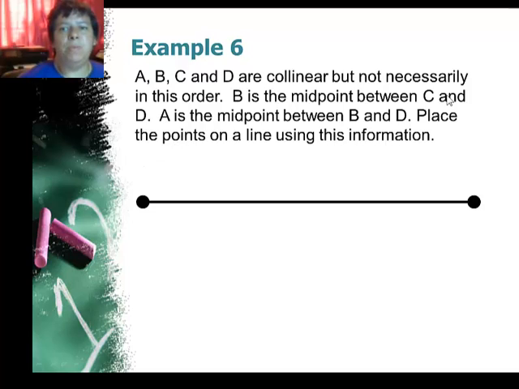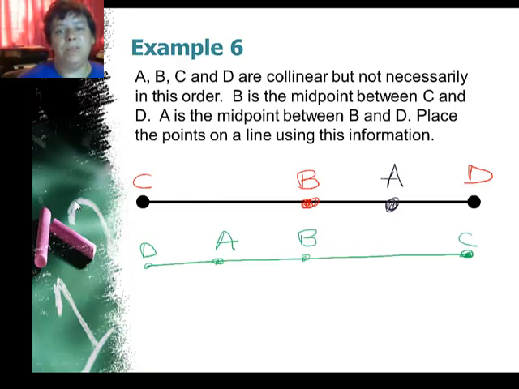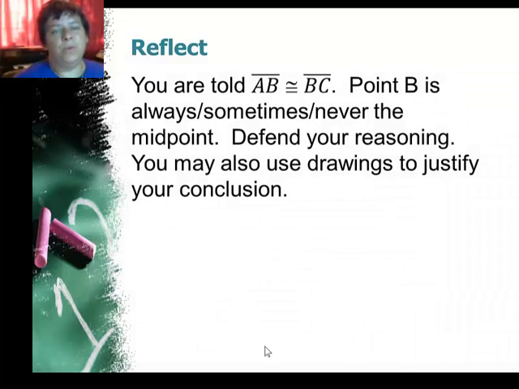So B is the midpoint between C and D. And I know A is in the middle somewhere. So my endpoints at the very end are going to be C and D. And I know B is in the middle. A is in between B and D, so it's going to go right here. Now, I don't know that it's actually in this order. Another acceptable answer for this question is that one, where I switch C and D and then place the points accordingly. Don't forget to write your reflection.